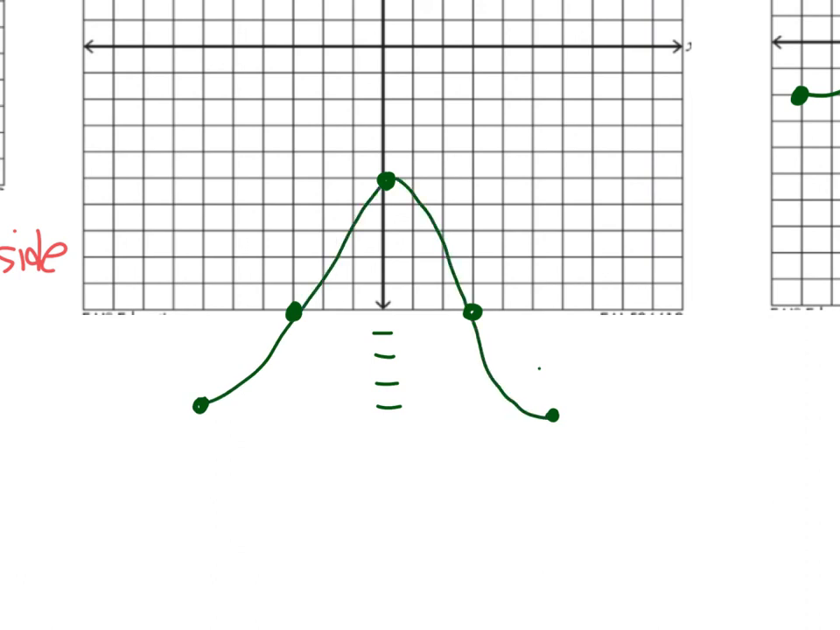So there's a bunch of examples of different shifts. If you have any questions on those, as always, let me know.